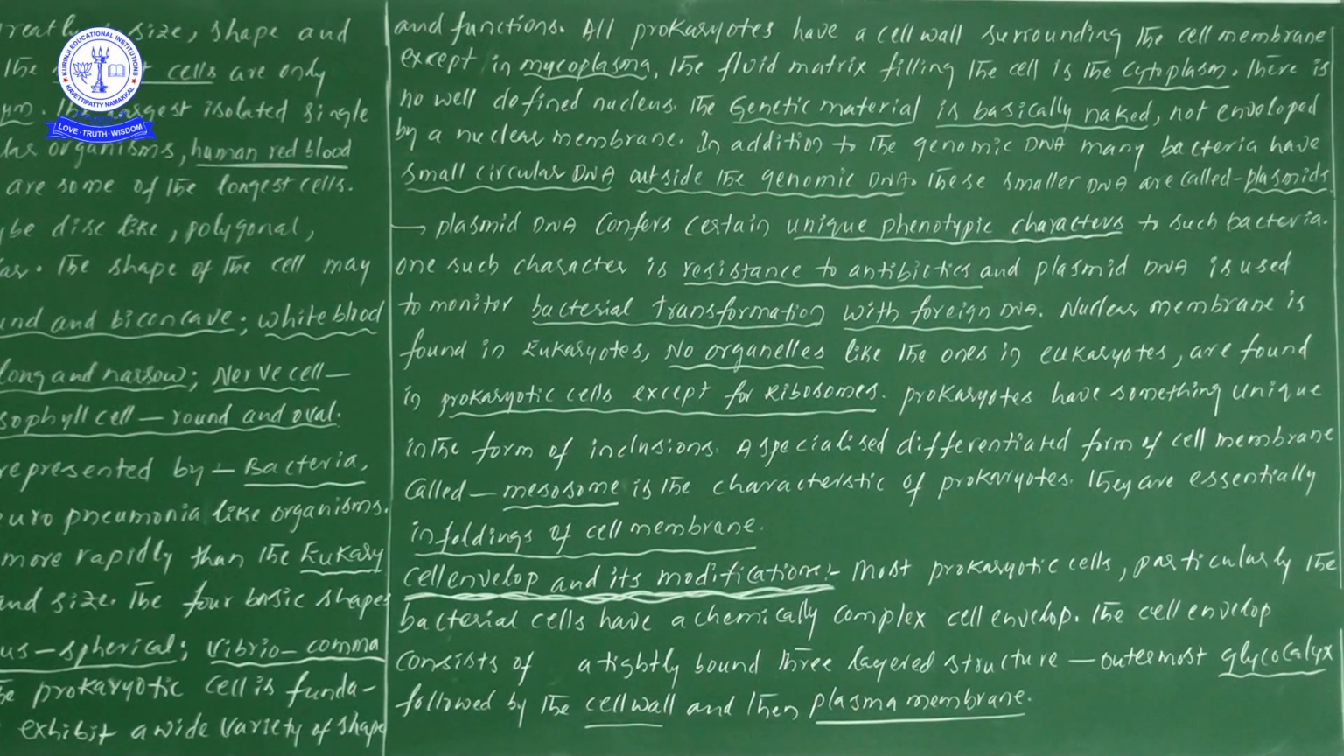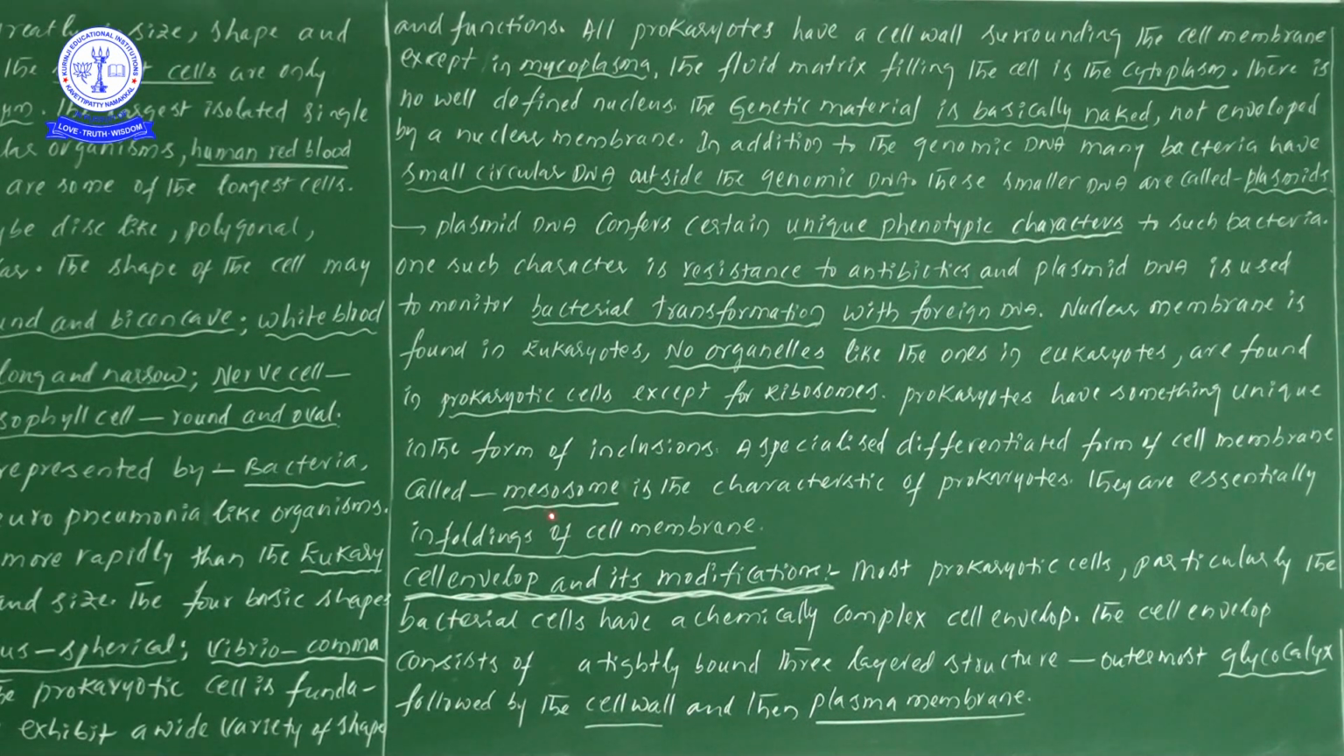So this is a small information regarding cell envelopes and its modifications. My dear students, one important note: this is just the starting of cell envelope and its modifications. In the next video, definitely I will continue with this. So in this video, we are learning cell envelopes and its modification. The cell envelope is a 3 layered structure we are observing: glycocalyx, cell wall and plasma membrane.